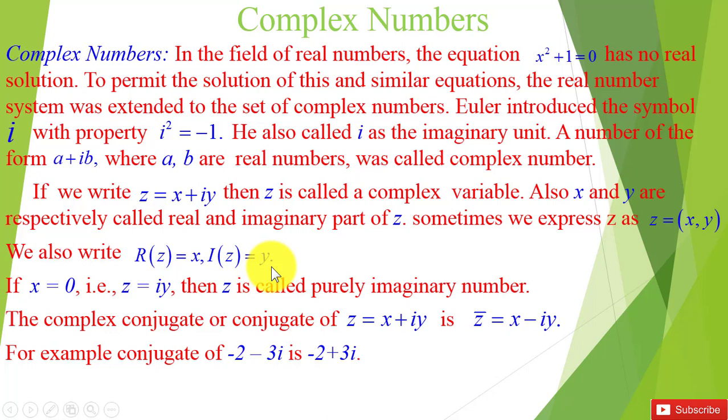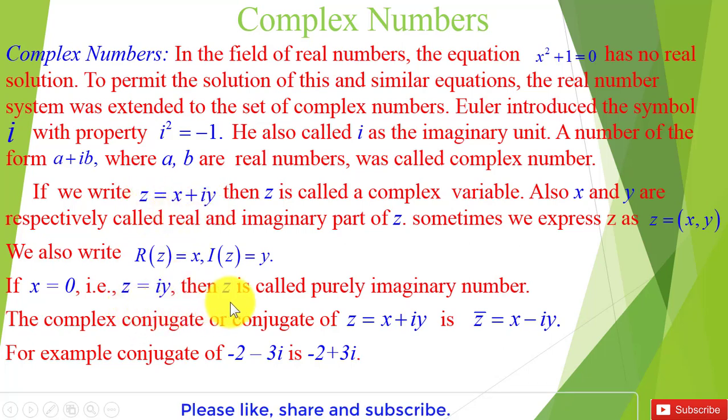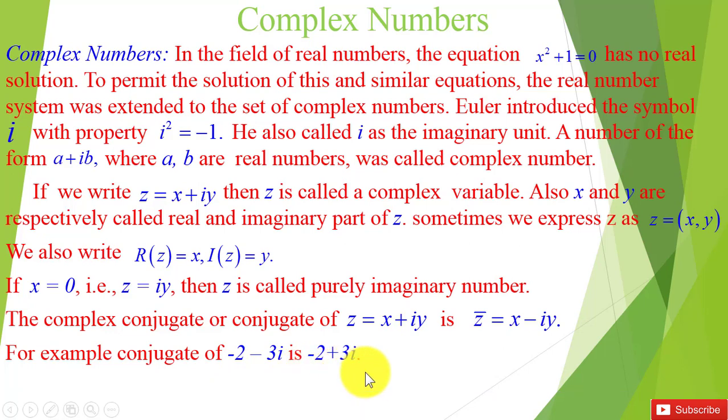Im(z), the imaginary part of variable z, is equal to y. If x is equal to 0, then from z is equal to x plus iy we have z is equal to iy. Then z is called purely imaginary number. The complex conjugate or conjugate of z is equal to x plus iy is z bar is equal to x minus iy. For example, conjugate of minus 2 minus 3i is minus 2 plus 3i.